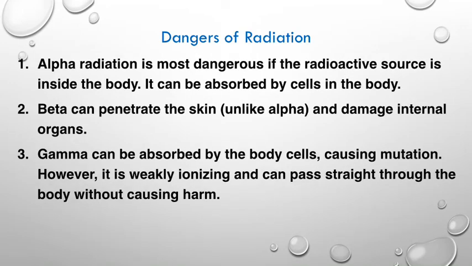And as I said earlier, radiation has its dangers. Alpha radiation is dangerous if the source is inside your body, because it will be absorbed by cells in the body. Beta radiation can penetrate the skin, so even if the source is outside, it can still penetrate the skin and cause danger. Gamma radiation can be absorbed by any cell, so it can cause mutation. However, because it is weakly ionizing, it can pass straight through the body without causing harm. So it has useful benefits, and it can also cause harm.